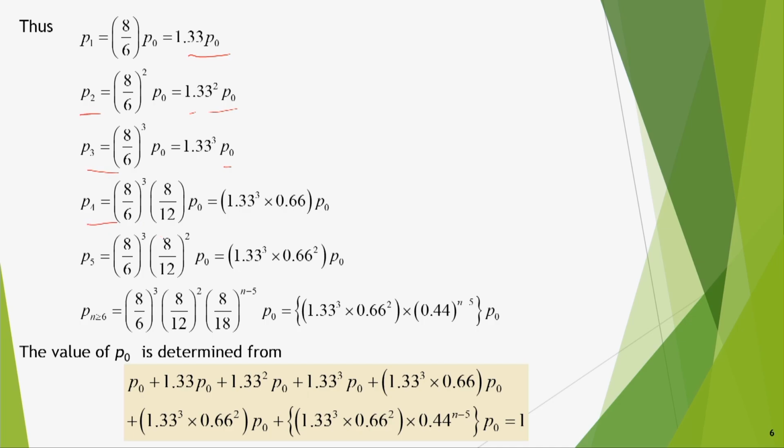For 4 customers, use the generalized formula. Up to this it will be 8 by 6, but after that 8 by 12 P0. Then 5 customers in the system, this formula, and for Pn greater than 6, this formula. So the value of P0 is determined by summing all the terms. So this is the formula, and this is equal to this one. So for P0 you do the summation of this, and this is equal to this much, okay, fine.